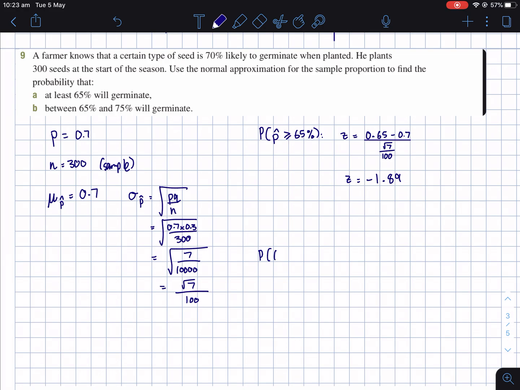Before I double check, I know the next question has got the probability that the sample proportion is between 65% and 75%. So I'm also going to want to know Z for 75%. Given that the top line will get us the same answer as the other top line, just negative, this one is going to come out as positive.